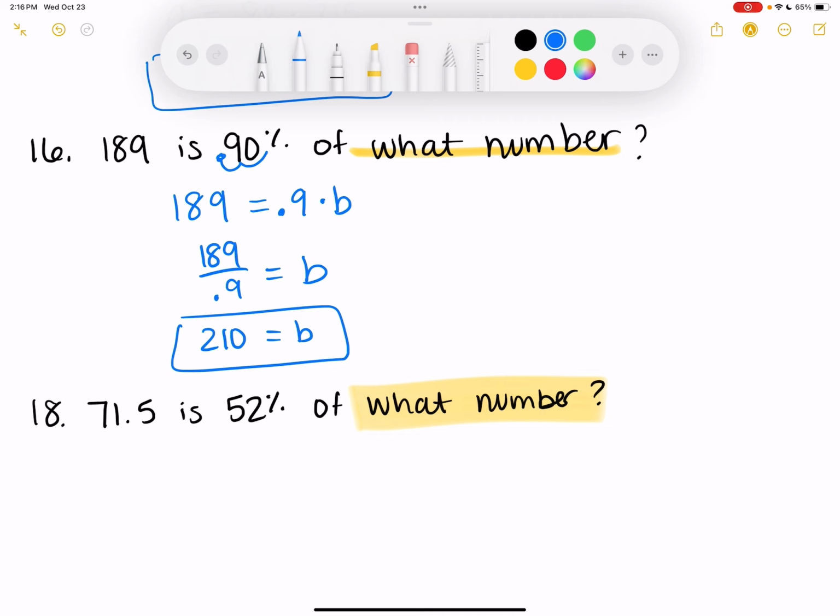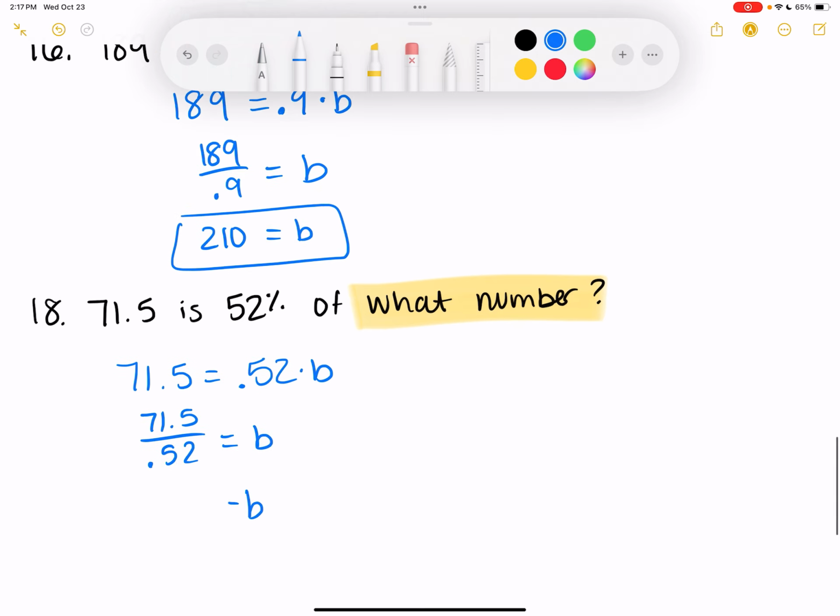It's 71.5 equals 52% times b. Yep, or 0.52. Just if you say it as a percent, make sure you move that decimal when you get to multiply. Times b. So you divide 71.5 over 0.52. So b equals 137.5. Yep, 137.5.